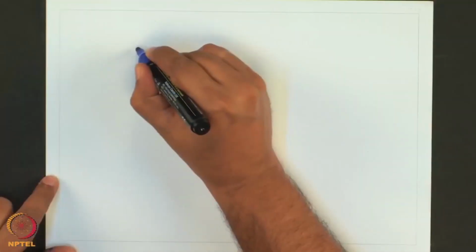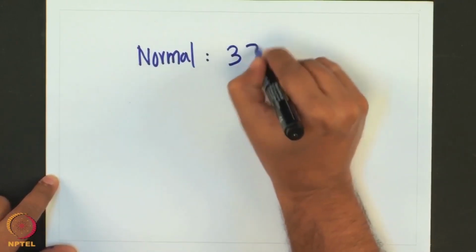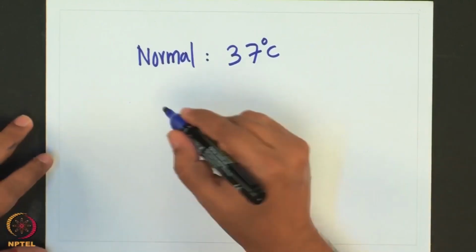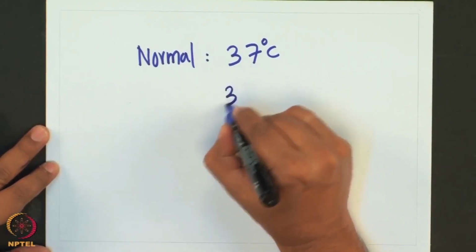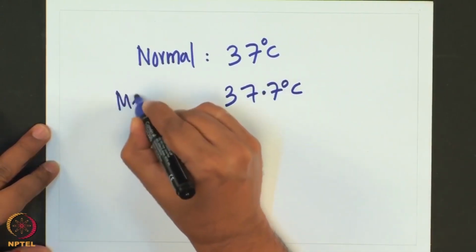We could think of many other examples. So, let us say we have temperature. Let us say we know that normal body temperature is 37 degrees Celsius, and now you have 37.7 degrees Celsius when you measured.